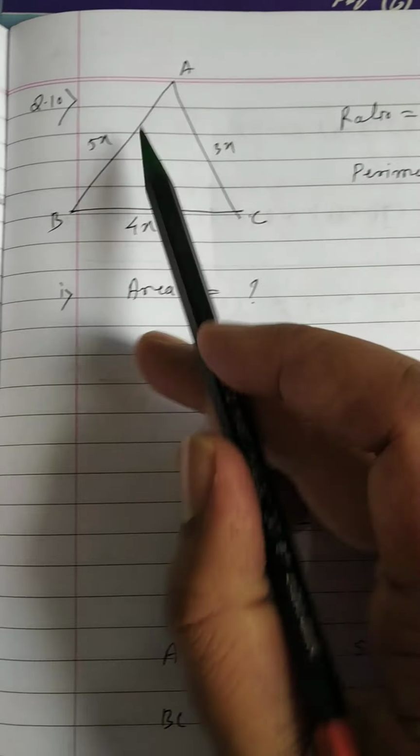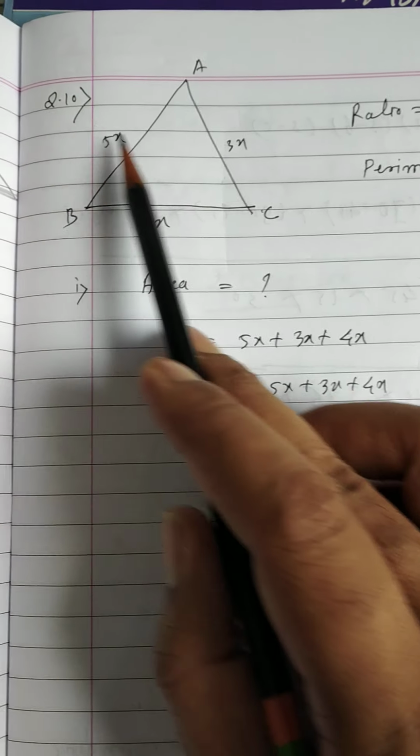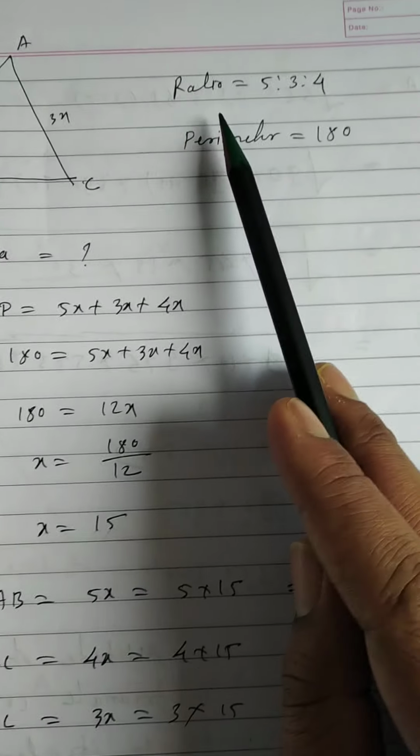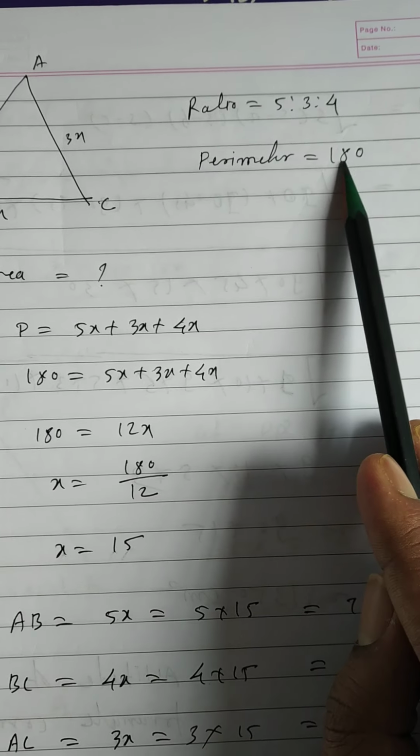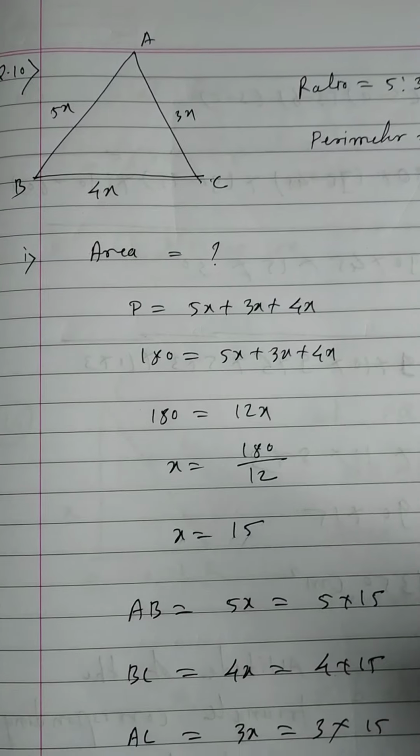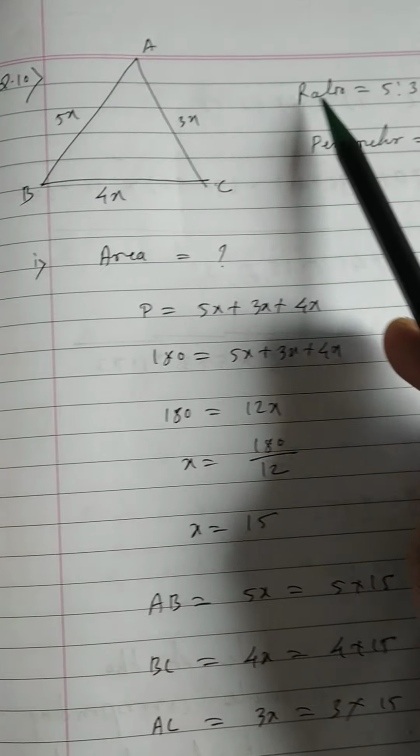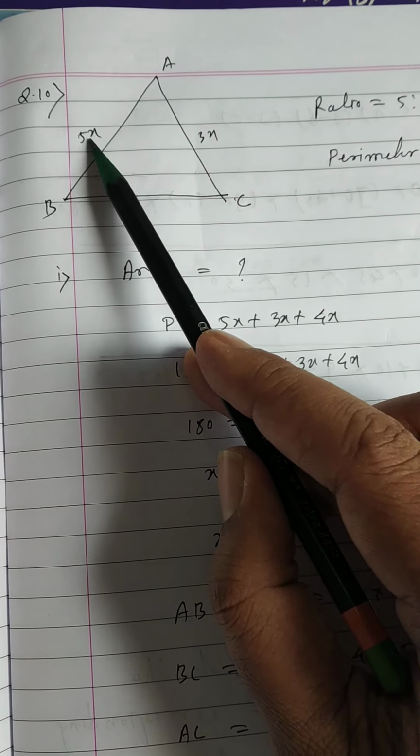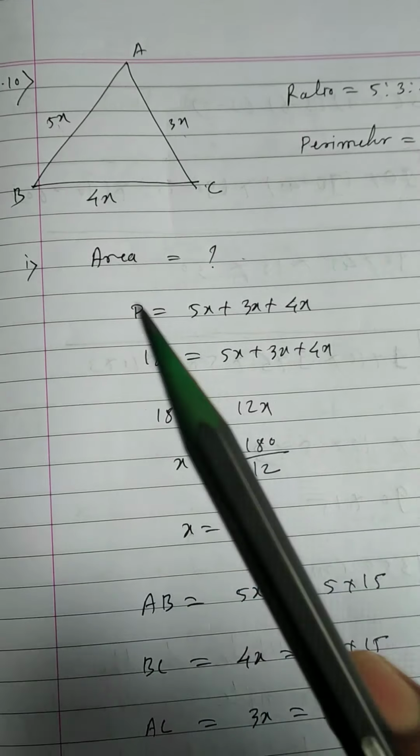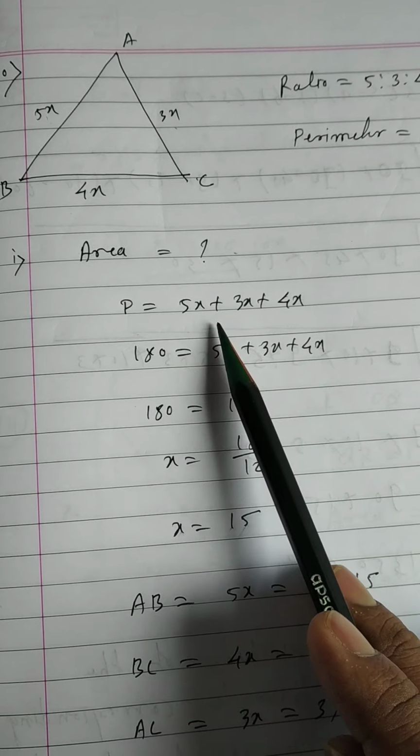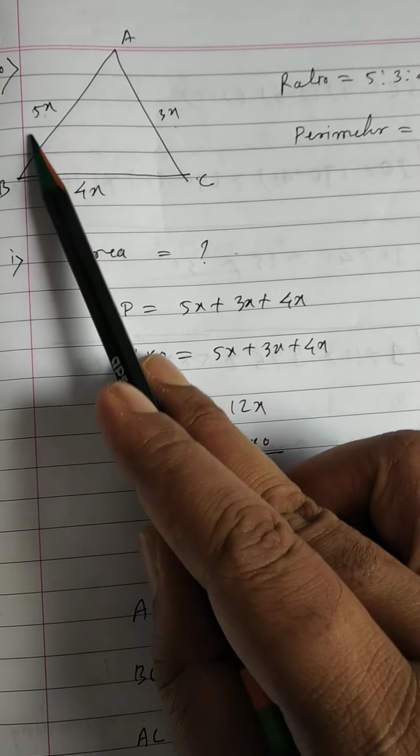Now I'll go for one more application, which is question number 10 from your exercise 20A. They have given us the three sides in the ratio 5:3:4, and the perimeter is given as 180, and they have asked us 3 questions. I'll go for one question by one. So ratio is given, so I'll go for common multiple 5x, 4x and 3x. Okay. So how to calculate area first? Perimeter is given. So perimeter means sum of all sides that we know now.